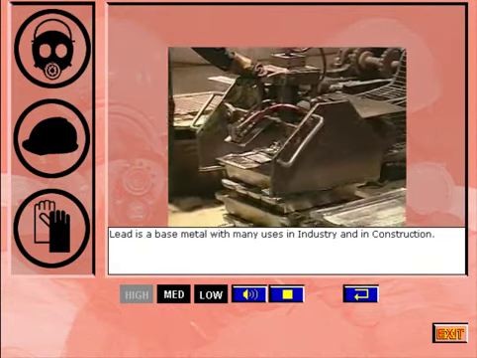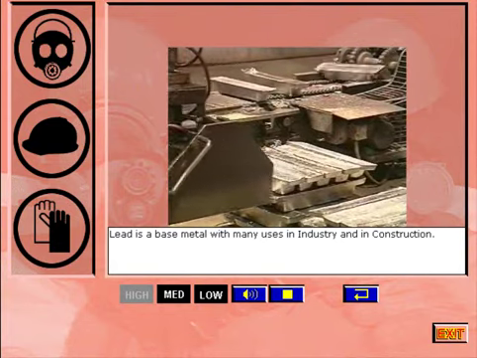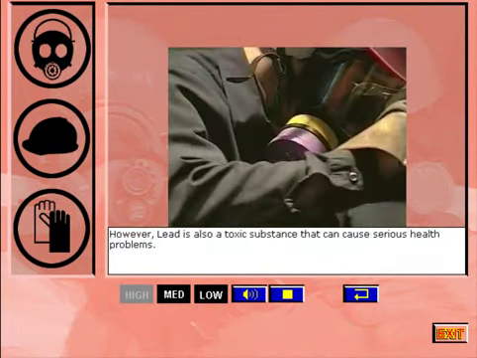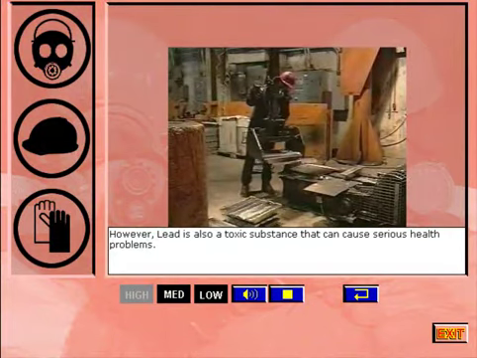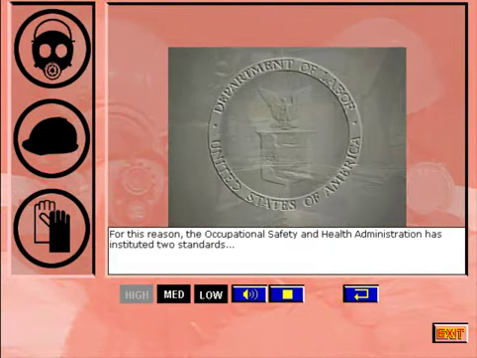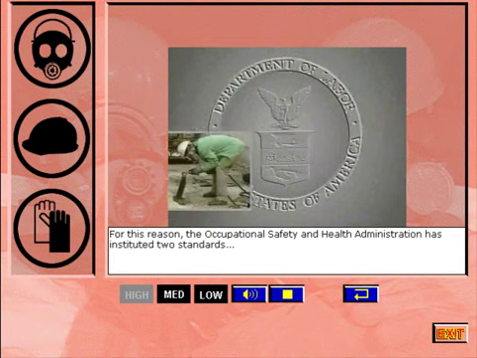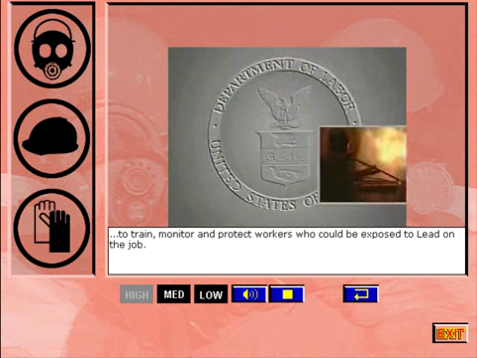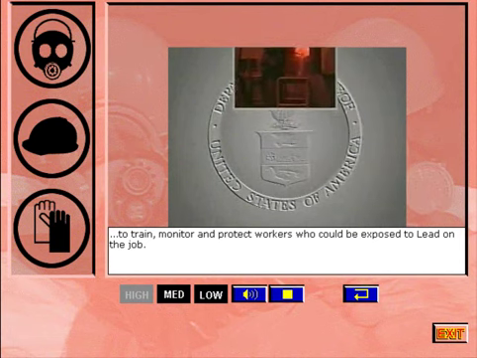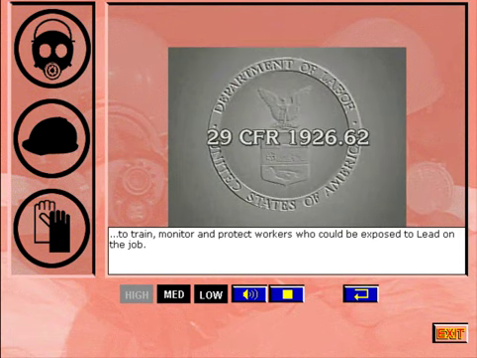Lead is a base metal with many uses in industry and in construction. However, lead is also a toxic substance that can cause serious health problems. For this reason, the Occupational Safety and Health Administration has instituted 2 standards to train, monitor, and protect workers who could be exposed to lead on the job.